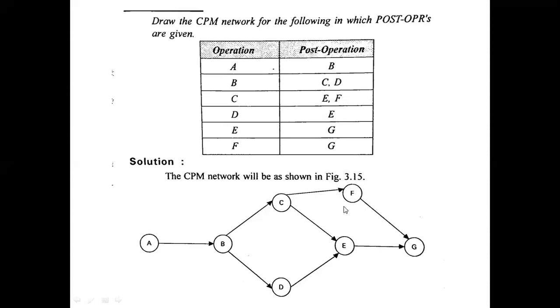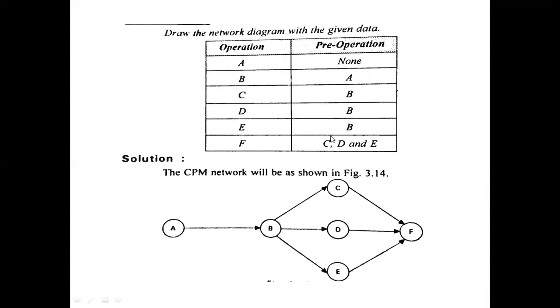And next see here, after E and F, what is the post operation? G. For these two operations, the common operation is G. Finally, it is the last operation. So in this way, we have to draw the diagram in such a way that we follow the sequence order of post operation and pre-operation. Once you have a look at the previous problem once again.